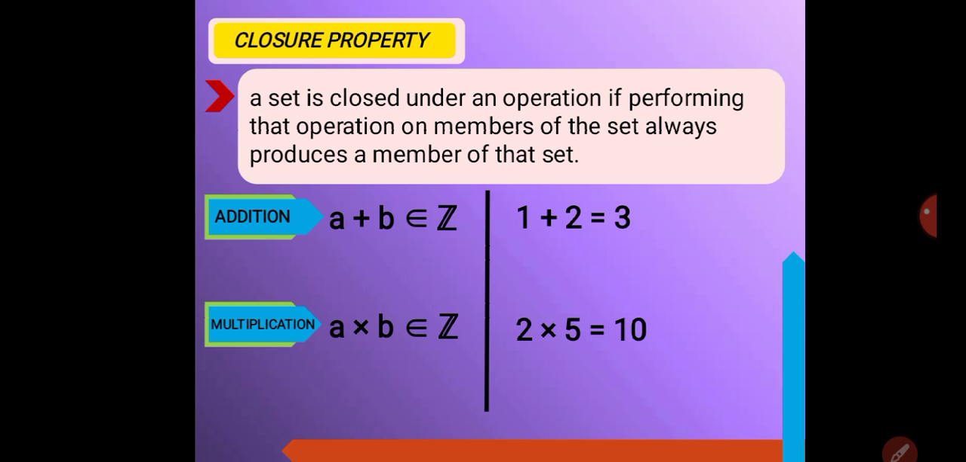In multiplication, a times b is an element of all integers. 2 times 5 produces 10.